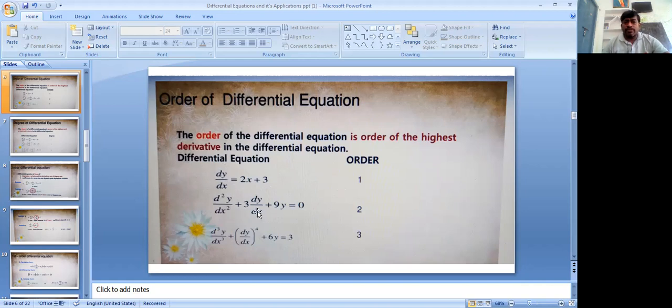d square y by dx square plus 3 dy by dx. Our aim is to find the order of the highest derivative. Here, there are two derivatives, the first term and the second term. The first term involves the highest derivative, so the order is 2. In the third equation, d cube y by dx cube plus dy by dx whole power 4. By observing these expressions, the first term has order 3 and the second term has order 1. So, the highest order is in the first term, therefore the order is 3.